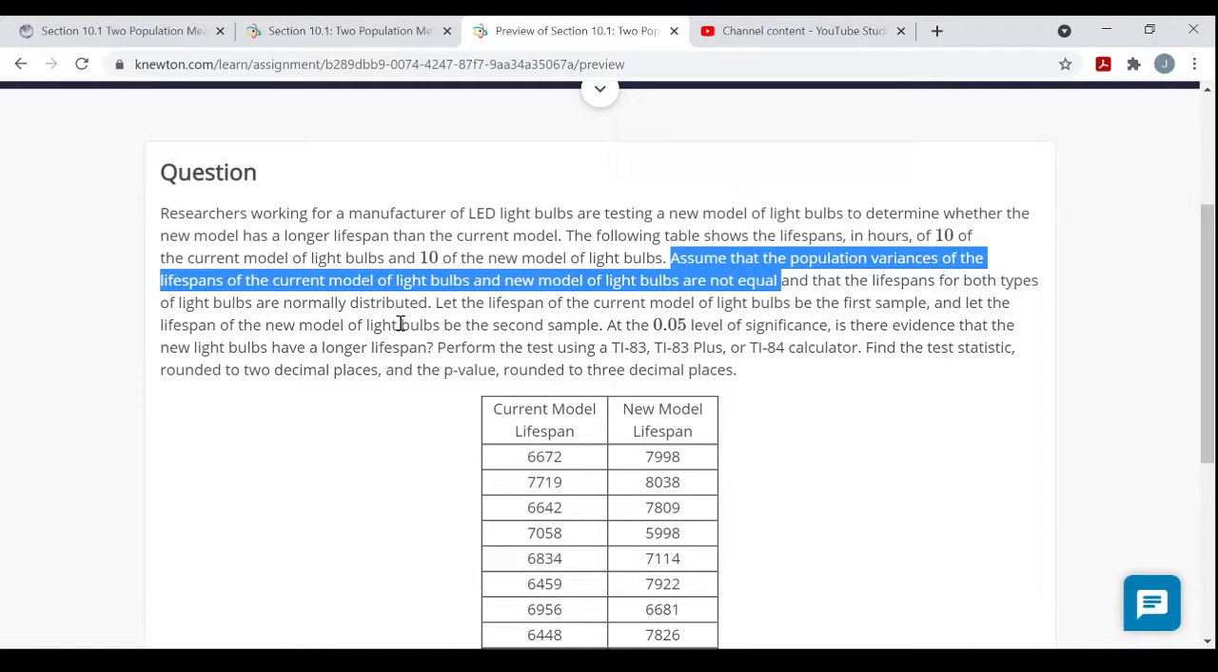Let the lifespan of the current model of light bulbs be the first sample, which you're seeing here, and let the lifespan of the new model of light bulbs be the second sample. So at the 5% level of significance, this is alpha, 0.05, is there evidence that the new light bulbs have a longer lifespan?